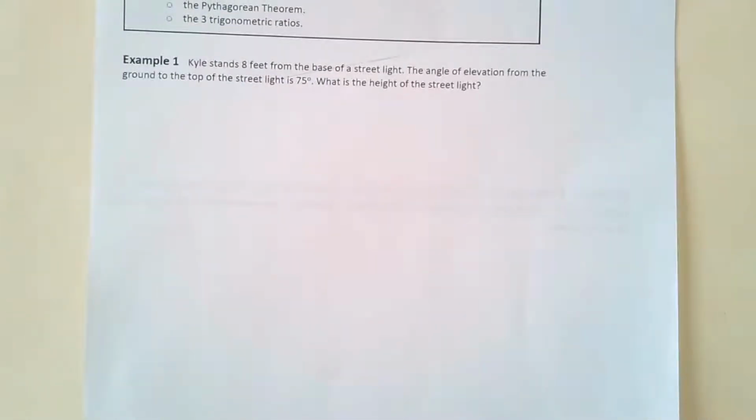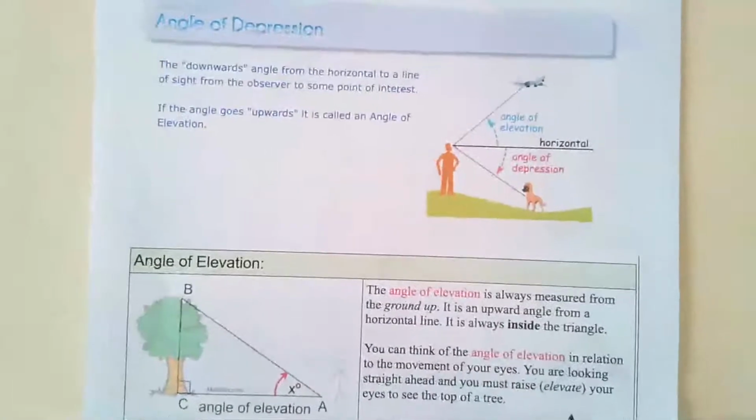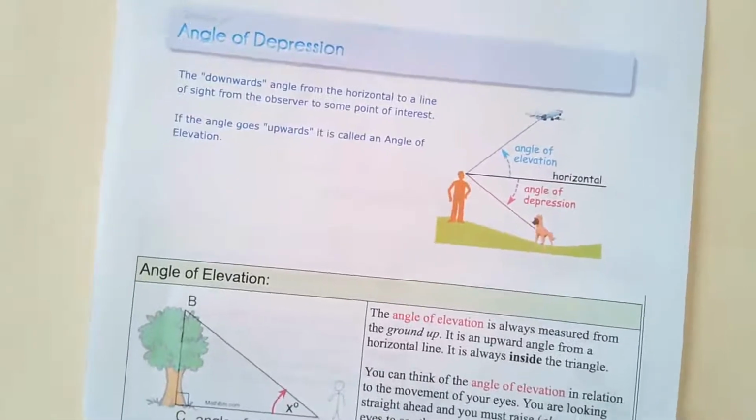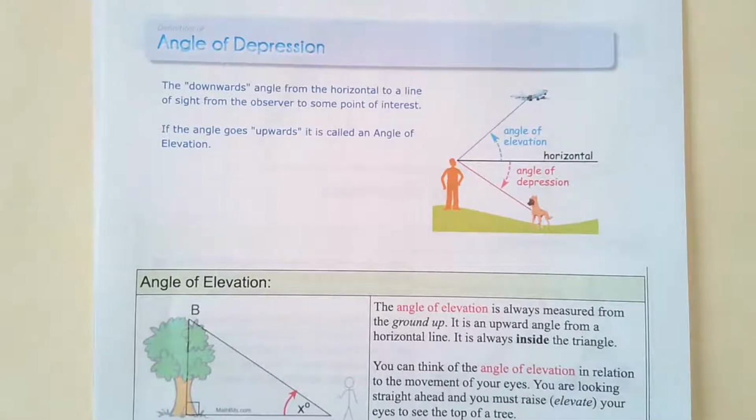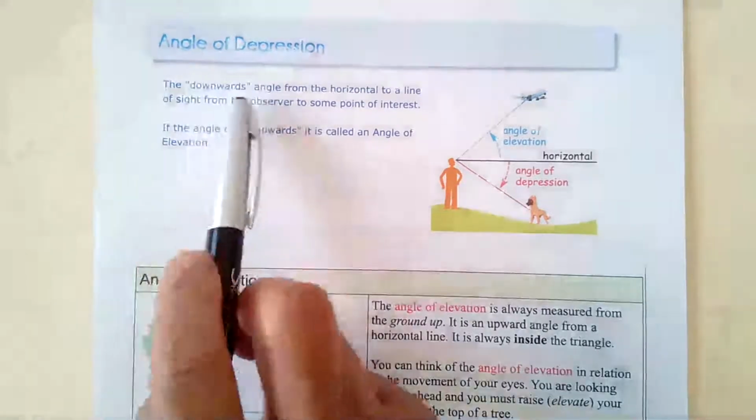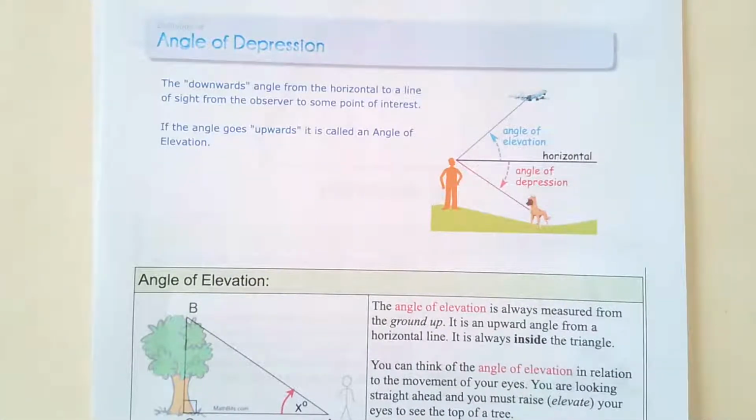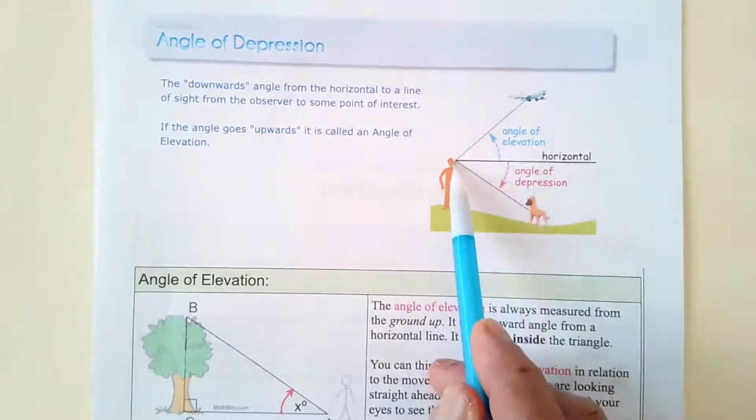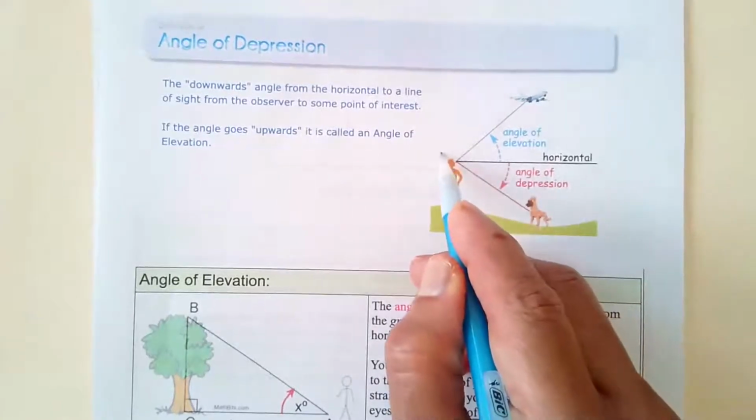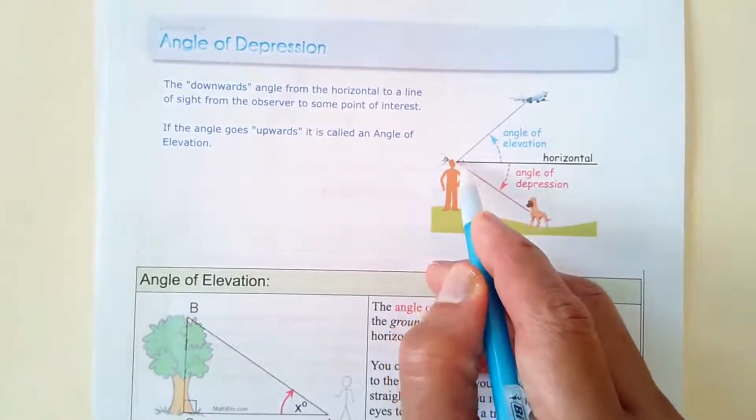So let's look at what we mean by angle of depression. This is critical for you to know: angle of elevation is also related to angle of inclination. The angle of depression is a downward angle from the horizontal line. If this is you and you're looking straight horizontal, this is your horizontal line. This is your eye, think of this as your wonderful eye here.